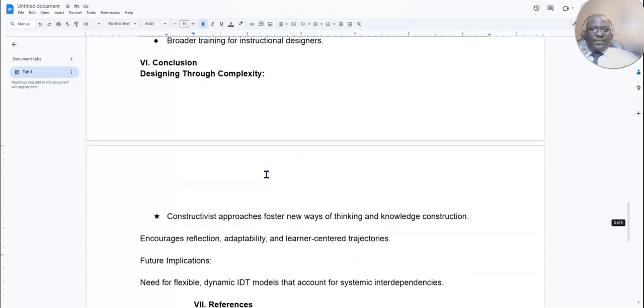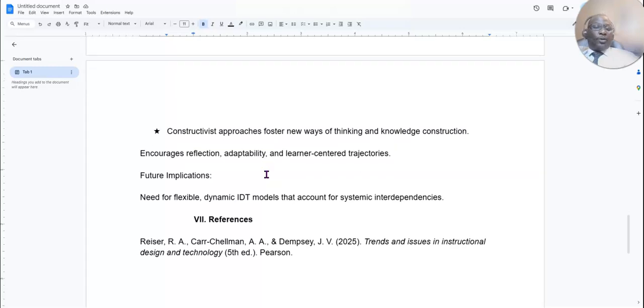In conclusion, constructivist approaches foster new ways of thinking and knowledge construction. It also encourages reflection, adaptability, and learner-centered trajectories. The future implications of the constructivist approach require the need for flexibility and dynamic instructional design technology models that also account for systemic interdependencies.